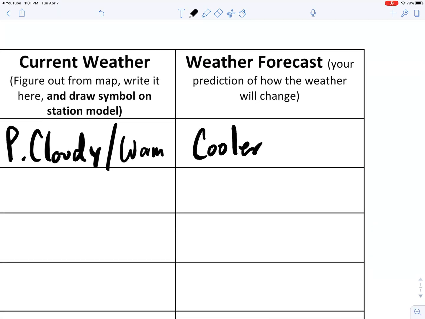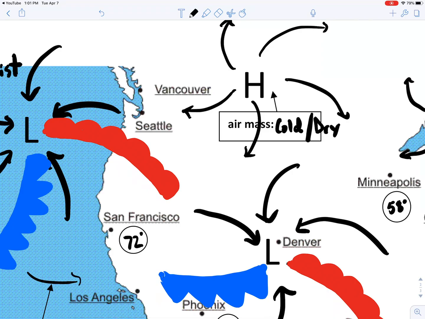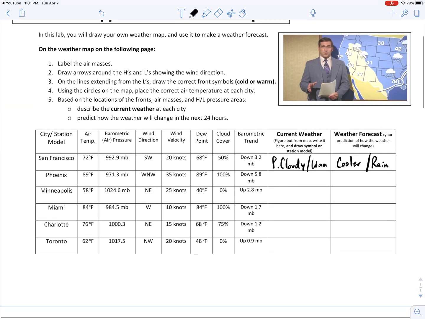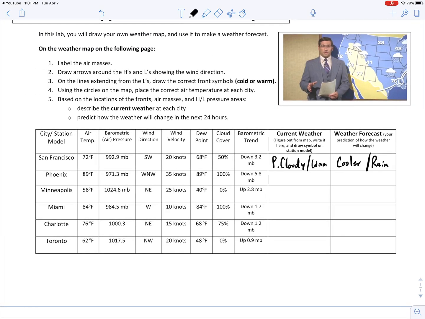and warm. Weather prediction, here's what's going to happen. It's going to get cooler and it's going to rain in the next couple days. We know that because of that cold front, based on the direction of those arrows we drew, those triangles tell us there's a cold front coming. We know cold fronts bring rain and colder air. So San Francisco, nice today, going to cool off and rain in the next couple days.